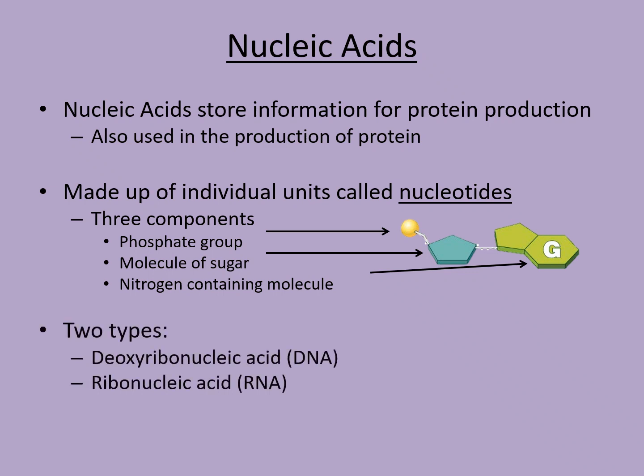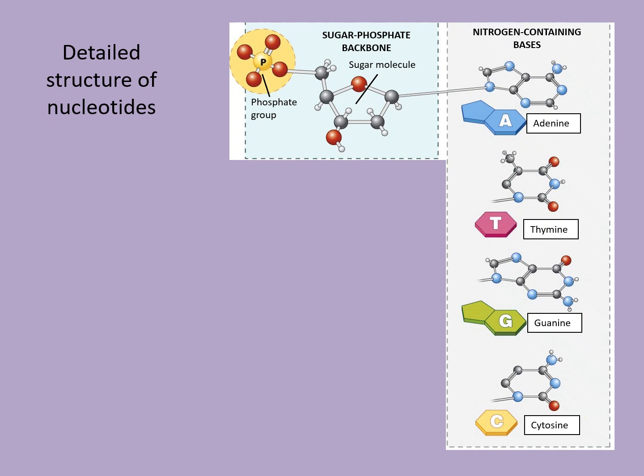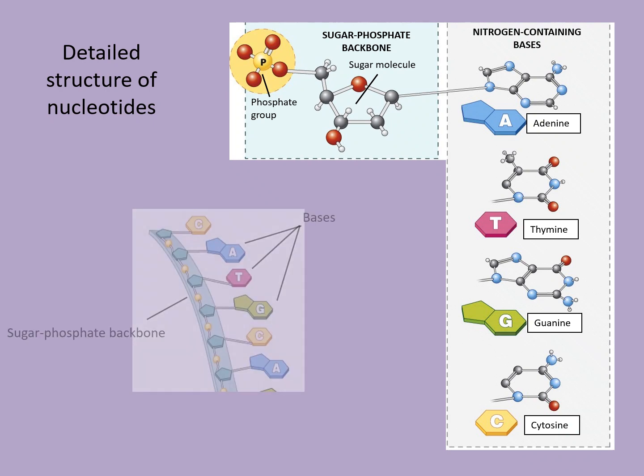You have 2 types of these, which should sound familiar. You've got deoxyribonucleic acid, which is DNA, and then you have ribonucleic acid. For the detailed structure of nucleotides, everything has a sugar phosphate backbone, a sugar molecule and a phosphate group, held together by that backbone. You have your nitrogenous or nitrogen-containing bases, which for DNA are adenine, thymine, guanine, and cytosine. For RNA, you have uracil instead of thymine. But you have that sugar phosphate backbone.